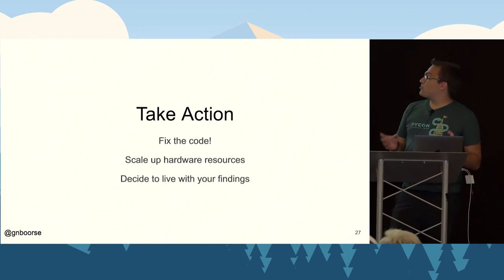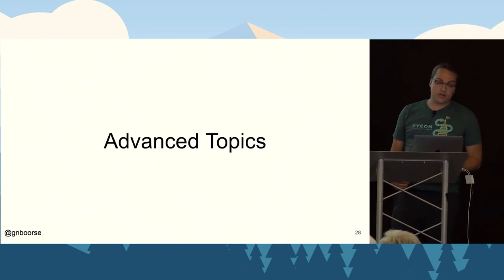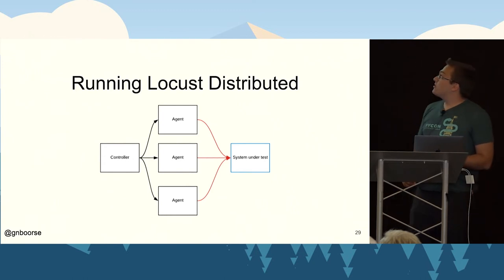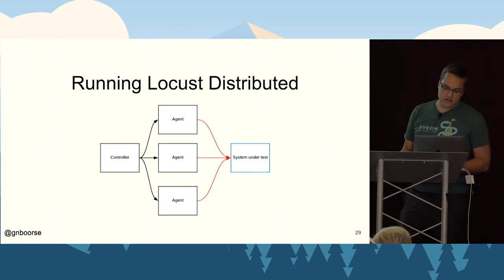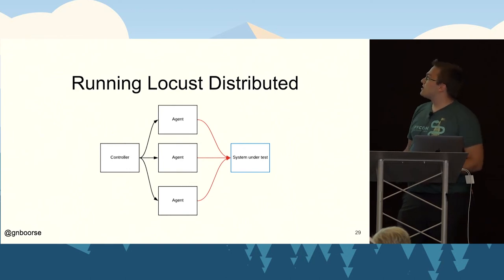All right, so that's the primary part of the talk. What I want to go into now are two more advanced topics that you can encounter when you're doing load testing. So the first of these is running Locust distributed. And unfortunately, the terminology used in the Locust documentation is master and slave, but I've changed that to be agent and controller here.